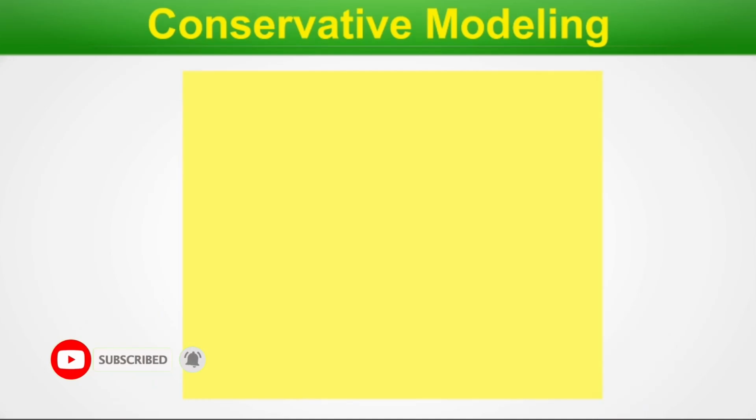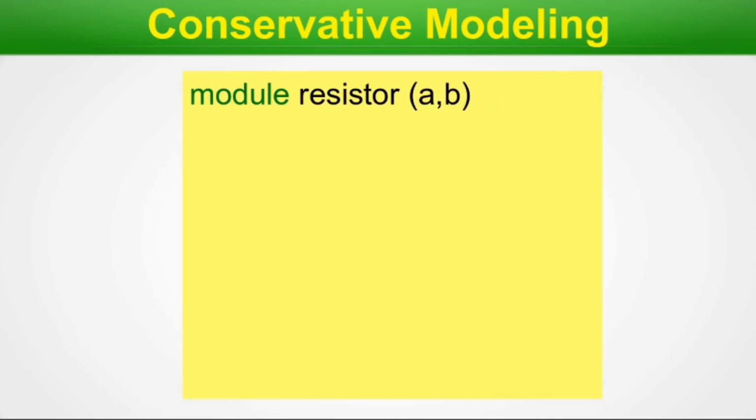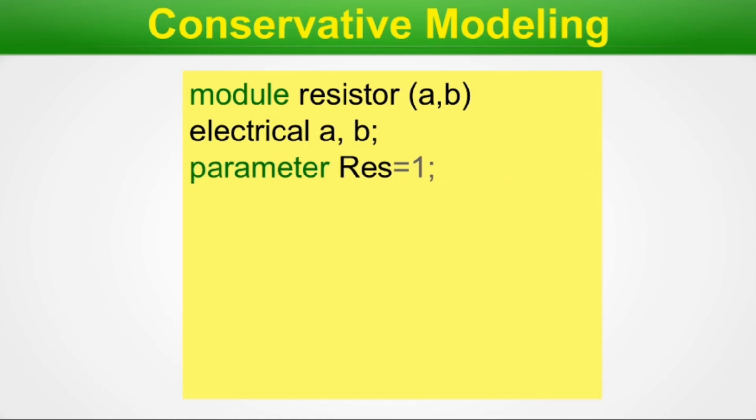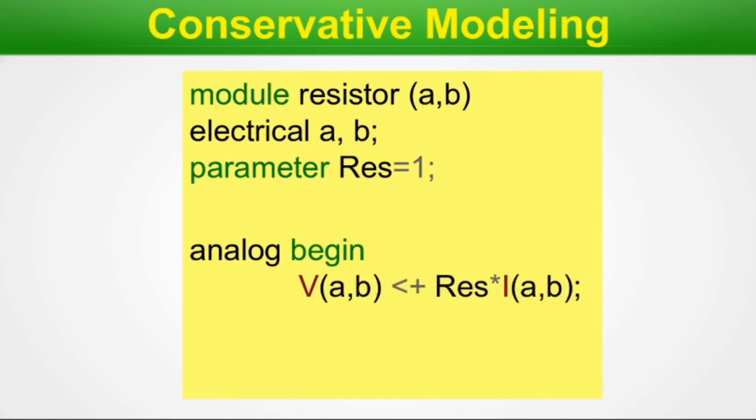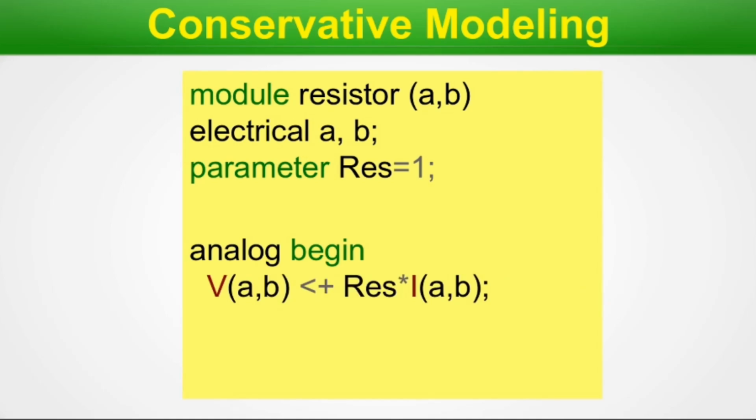Let's understand this conservative modeling by a simple example. It's a resistor. So here two nodes are A and B of a resistor. Here we define these two nodes as electrical, and we also define a parameter called res with the value 1. Now here our analog block starts. This is the analog block that we talked about a couple of slides back. Here is the equation, and here the less than, then the plus sign, this operator is called the contribution operator.